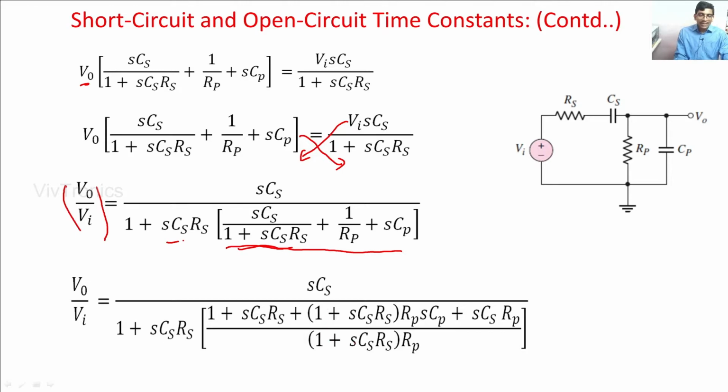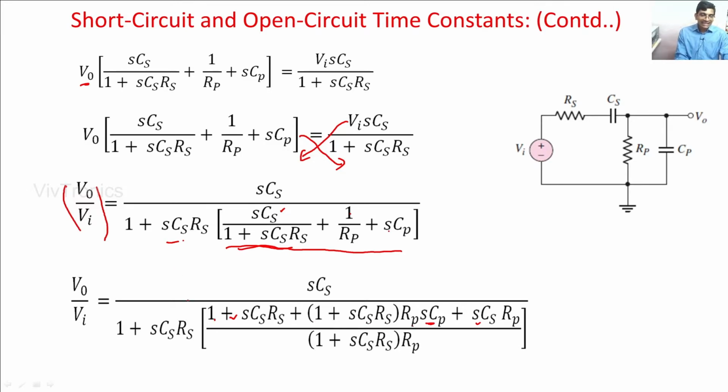The LCM is 1 plus S into CS Rs into Rp, and the numerator becomes 1 plus S CS Rs plus 1 plus S CS Rs into Rp into SCP plus CS into Rp. Here SCS is the term we already have, and it should get multiplied with the Rp. Here 1 by Rp needs to get multiplied with 1 plus SCS Rs, and here S into Cp has to be multiplied with the LCM, 1 plus SCS Rs into Rp.